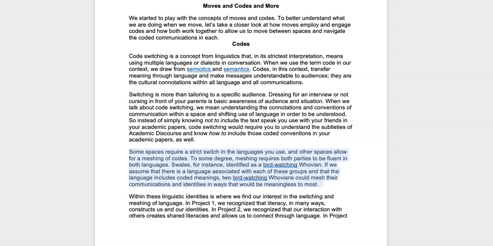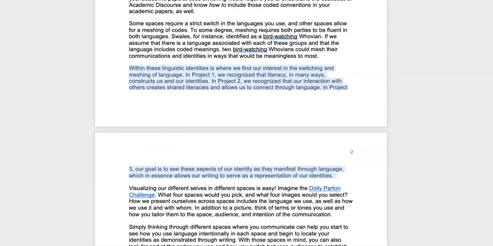Some spaces require a strict switch in the languages you use, and other spaces allow for a meshing of codes. To some degree, meshing requires both parties to be fluent in both languages. Swales, for instance, identified as a bird-watching Whovian. If we assume that there is a language associated with each of these groups and that the language includes coded meanings, two bird-watching Whovians could mesh their communications and identities in ways that would be meaningless to most. Within these linguistic identities is where we find our interest in the switching and meshing of language.